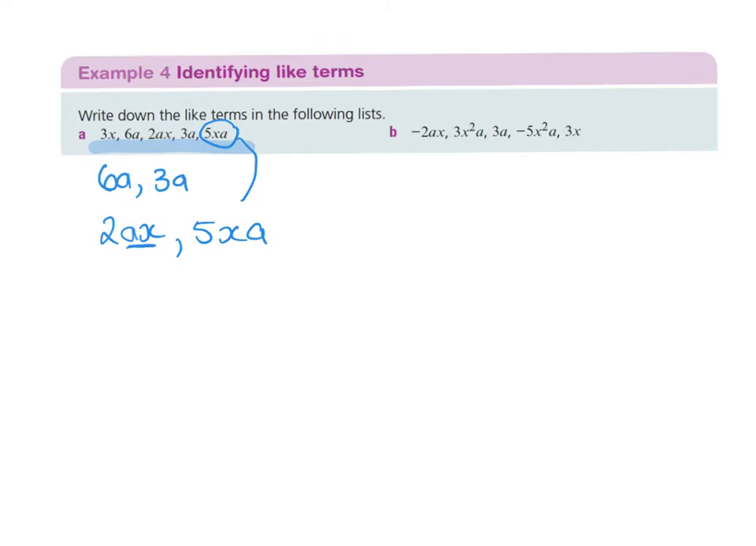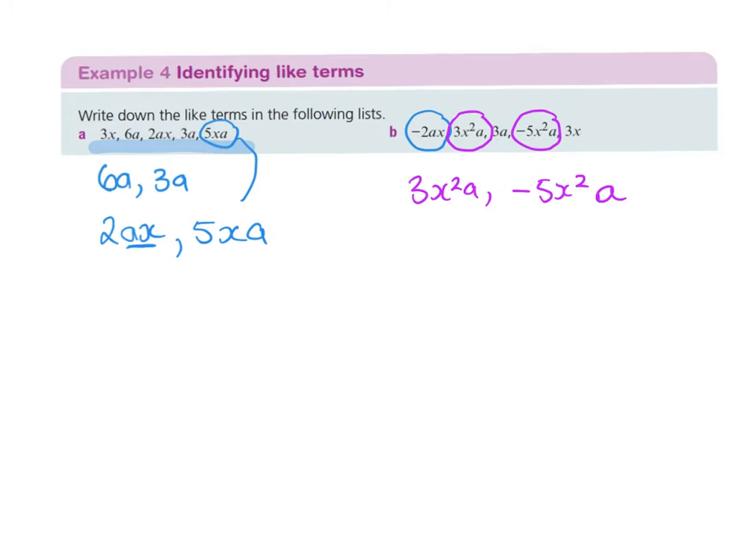So let's do this next one. What about here, up here? Is there a like term with negative 2ax? No, there's no other one the same. Okay, so let's have a look at the other one. What about this one? 3x squared a. Is there another one? Yeah, there. So we've got 3x squared a and negative 5x squared a are the same.